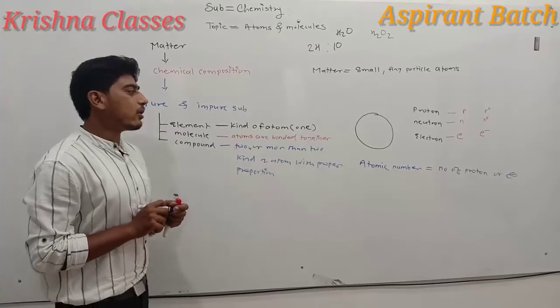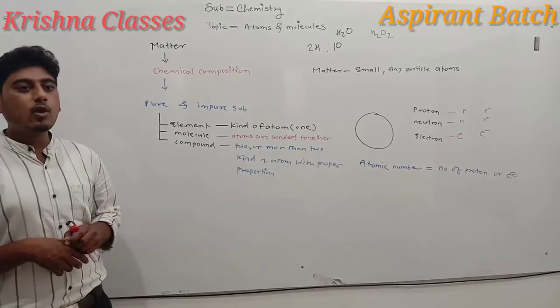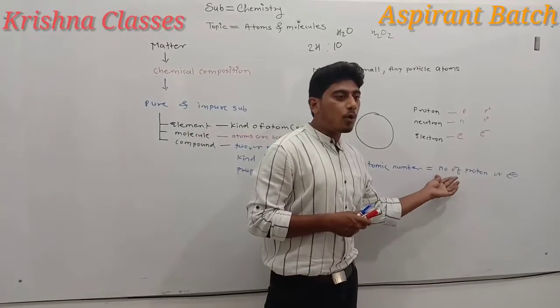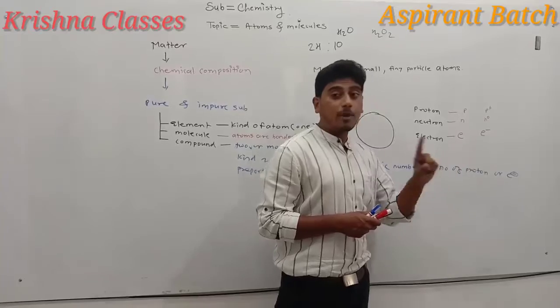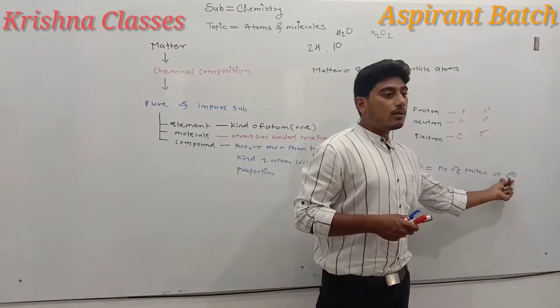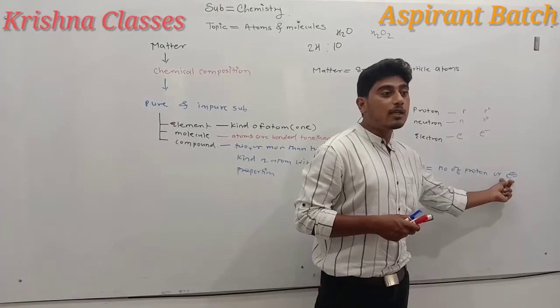The number of electrons and the number of protons present in an isolated atom is called the atomic number. That is, the number of protons, or the number of electrons, present in an isolated atom. Why is it said to be an isolated atom?